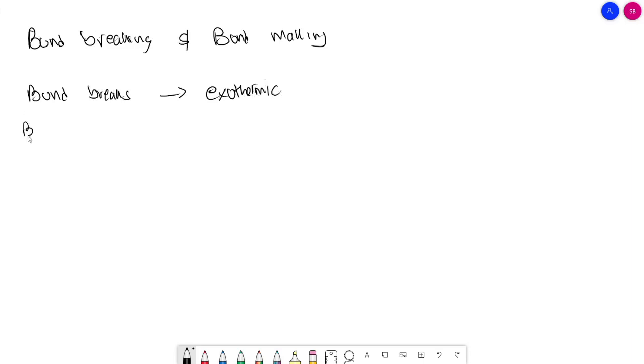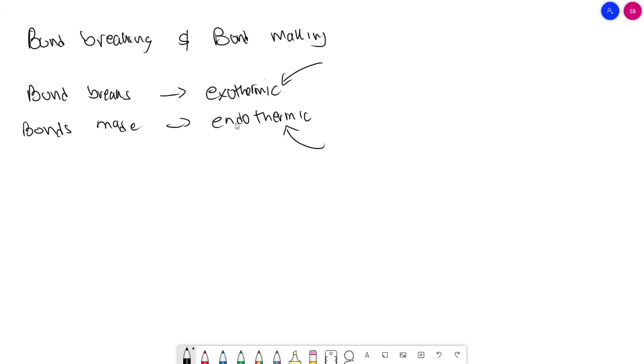Okay, but whenever bonds are made, then it will be the endothermic reaction. So you can see everything is revolving around the exothermic reaction and the endothermic reaction. So for the bond breaking, the energy must be taken in to break the bonds, and hence for this case it would be let go.